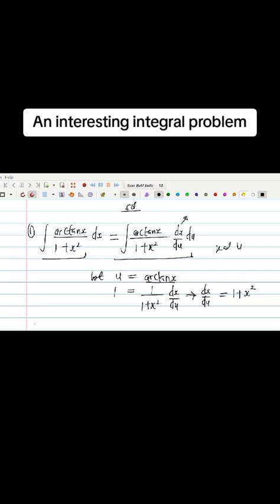Therefore the integral of arctan of x over 1 plus x squared with respect to x is equally written as, we said let this be u, so we put u here, over 1 plus x squared, multiplied by dx du, which we said is 1 plus x squared, then du. From whence we cancel this out, and I am left with the integral of u du. You see that it has simplified to a very familiar form.